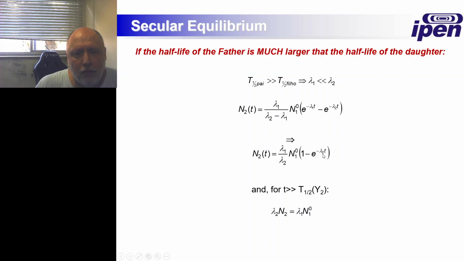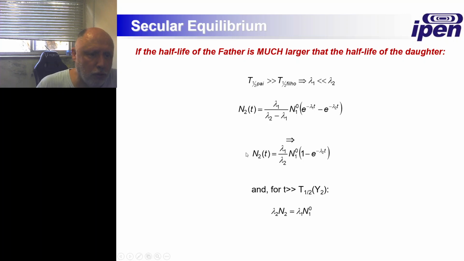So if this time is a lot larger than the half-life of the daughter, this term goes to 0. It's an exponential. If you remember, after some half-lives, say 4, 5, 6, 7, usually we consider 7 a good approximation, this goes to 0. This is what we call reaching equilibrium. So after 7 half-lives of the daughter, this term goes to 0, and we say we have reached equilibrium. And then that means this term disappears and you only have this.